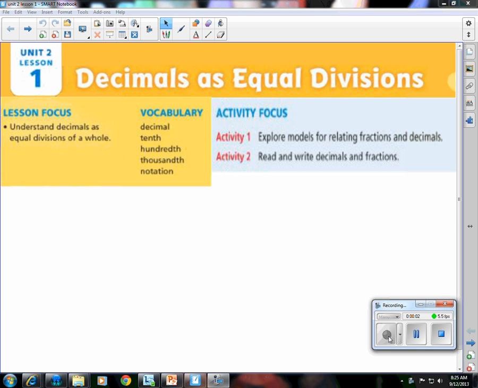Okay, guys, this is Unit 2, Lesson 1. It's decimals as equivalent divisions, equal divisions, fractions. So just understanding the place value of decimals and thinking about how those relate to fractions. The best thing I can say is if you can say the numbers and their place value, and you can say a fraction out loud, then you can say the equivalent decimal and fraction.